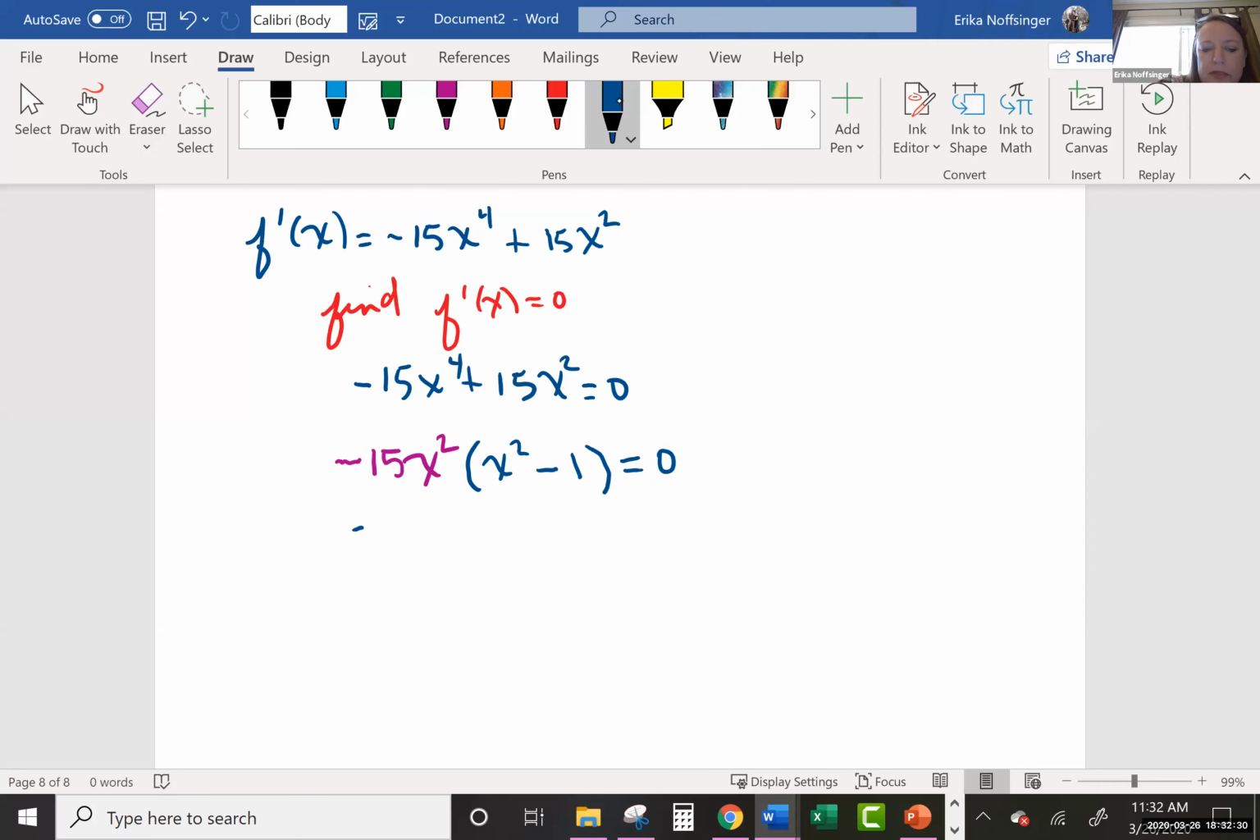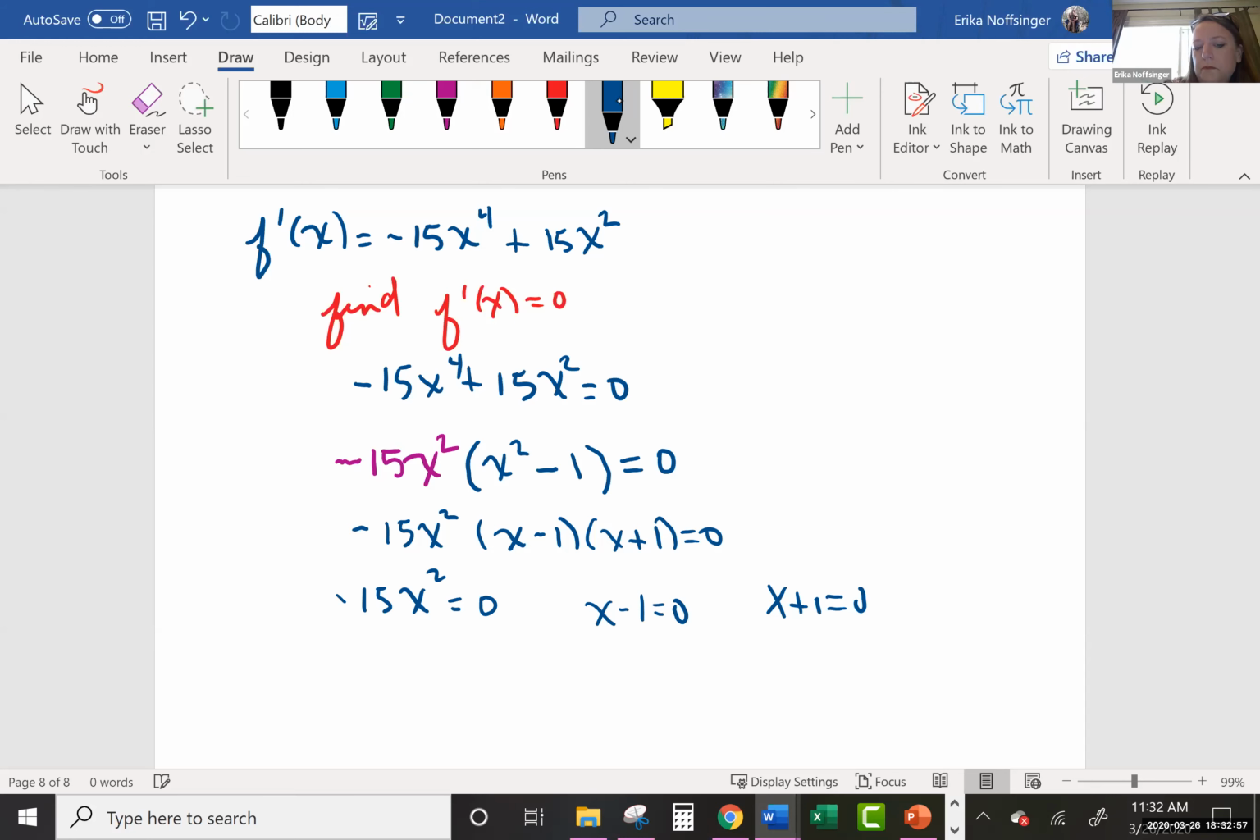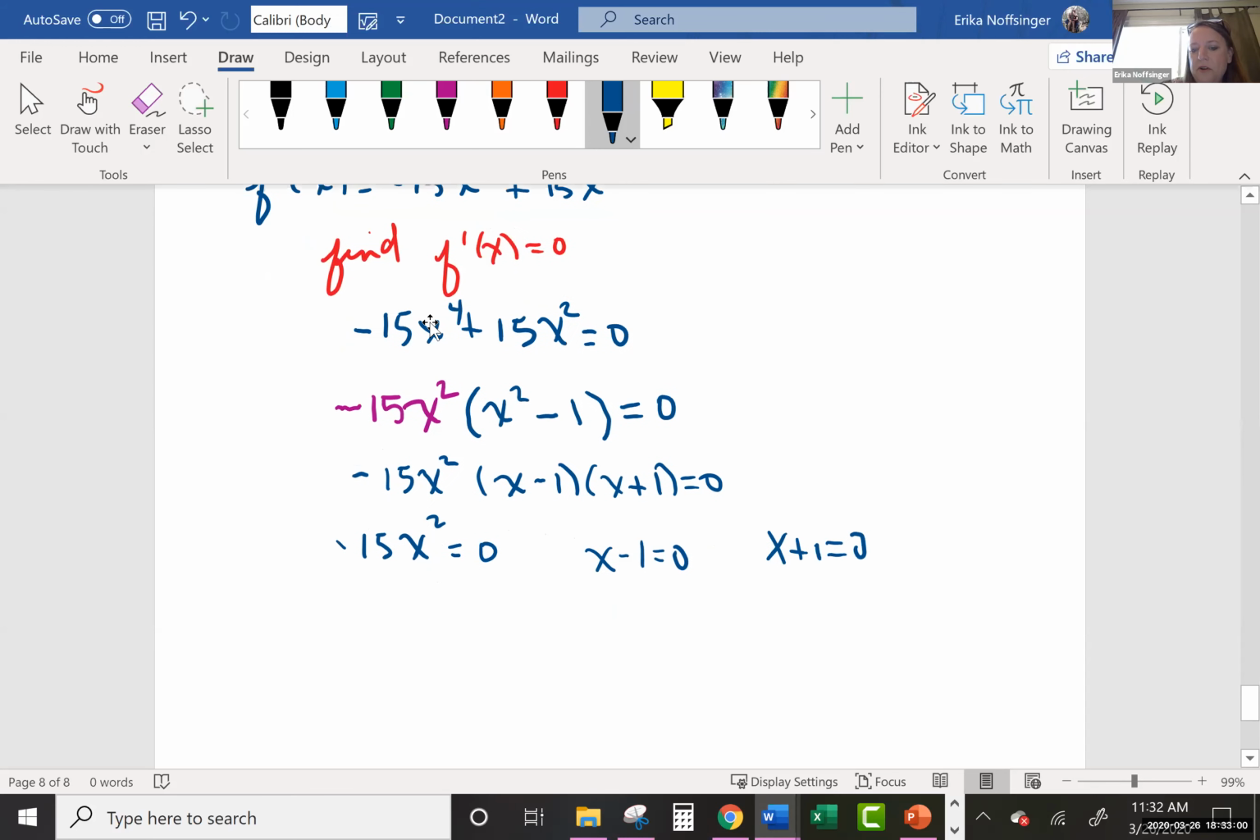So looking inside my parentheses, I noticed that that factors further. There's a difference of squares there, x squared minus 1. So that factors as x minus 1 times x plus 1. So set each factor equal to 0. So negative 15x squared equals to 0, x minus 1 equals to 0, or x plus 1 equals 0. So I find my critical numbers are x equals 0, x equals 1, and x equals negative 1.